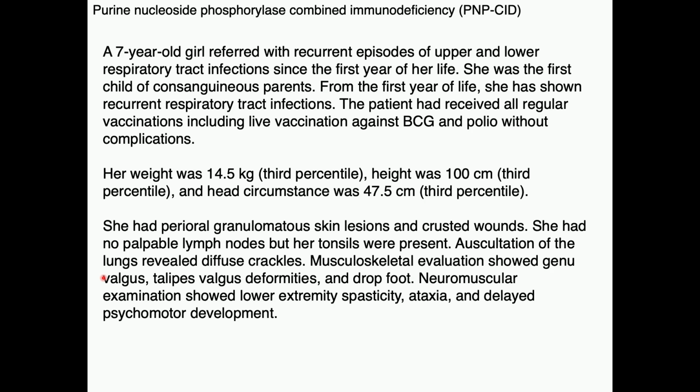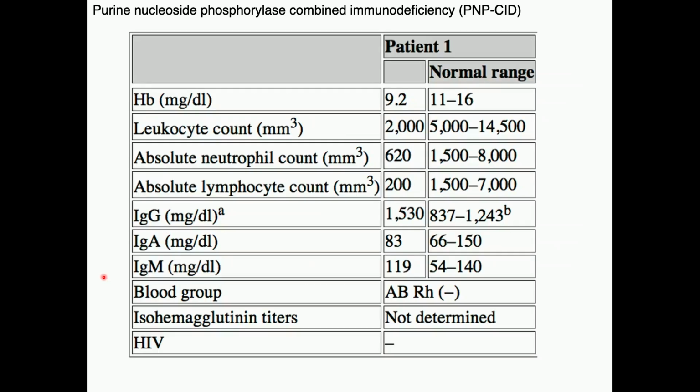Okay, so let's look at some of our laboratory values. So she's anemic. We don't have a mean corpuscular volume for this patient, so we can't tell whether it's microcytic or macrocytic. Leukocytes are down, and the neutrophils and the total lymphocytes are down as well.